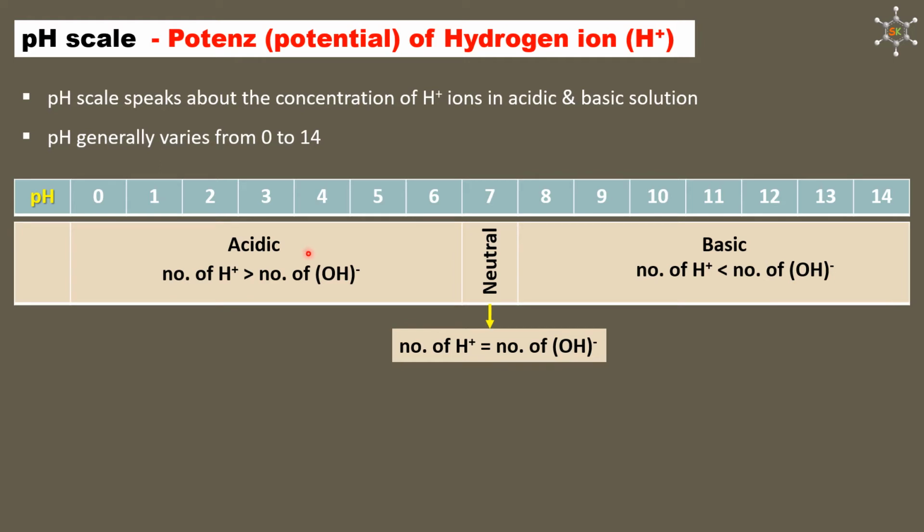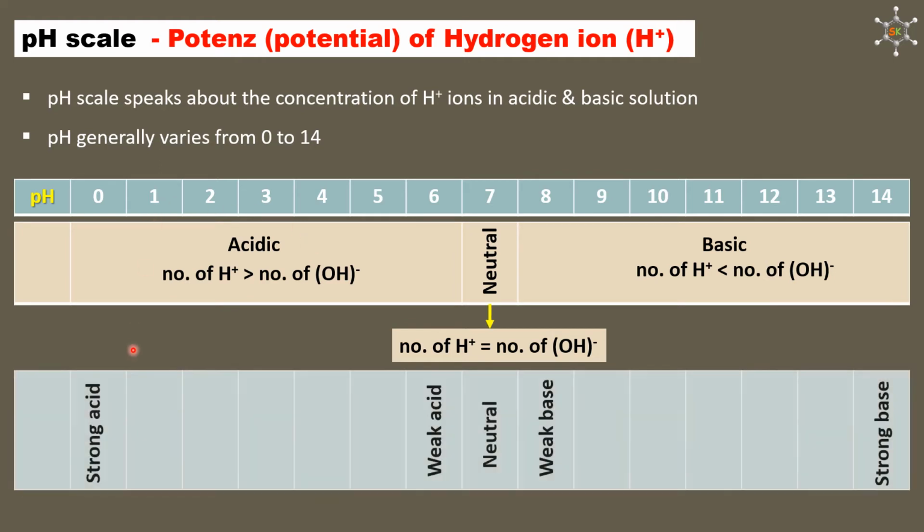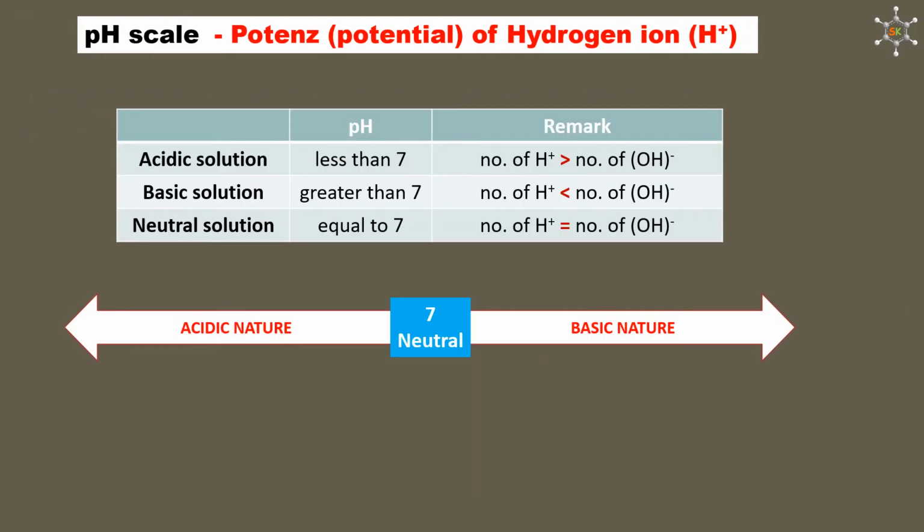On the acidic side, the lower the pH, the stronger the acid. So, pH equal to 0 represents a stronger acid and pH equal to 6 represents a relatively weaker acid. On the basic side, the greater the pH, the stronger the base. So, pH equal to 14 represents a stronger base and pH equal to 8 represents a relatively weaker base. The same information is given in the form of a table here.